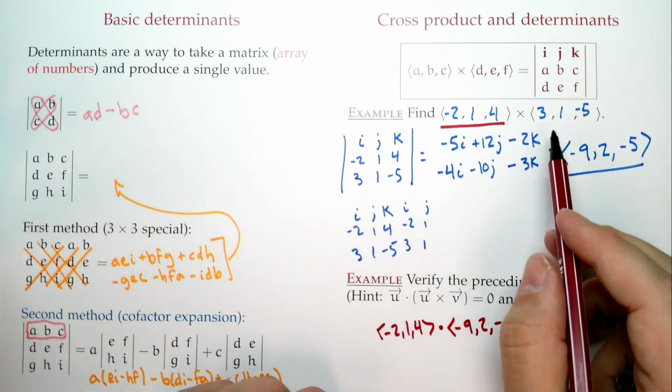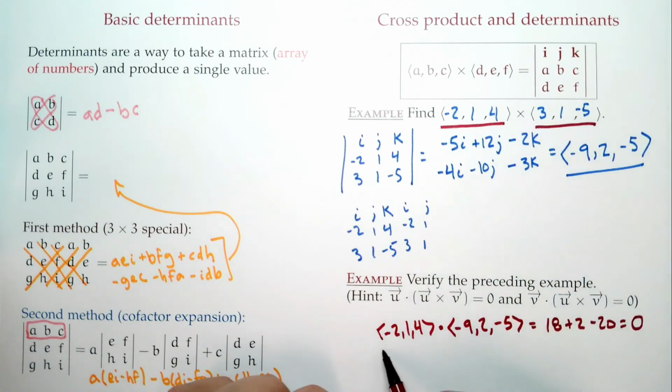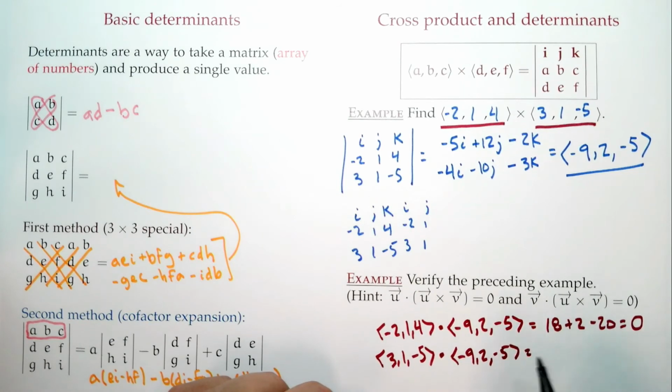All right, well now we'll do the other one, 3, 1, negative 5. And we dot it here with negative 9, 2, negative 5. What do you get? Well, 3 times negative 9 is negative 27. 1 times 2 is positive 2. Negative 5 times negative 5 is a positive 25. Well, it's not hard to see, 25 plus 2 is 27. Subtract 27 gives us 0.